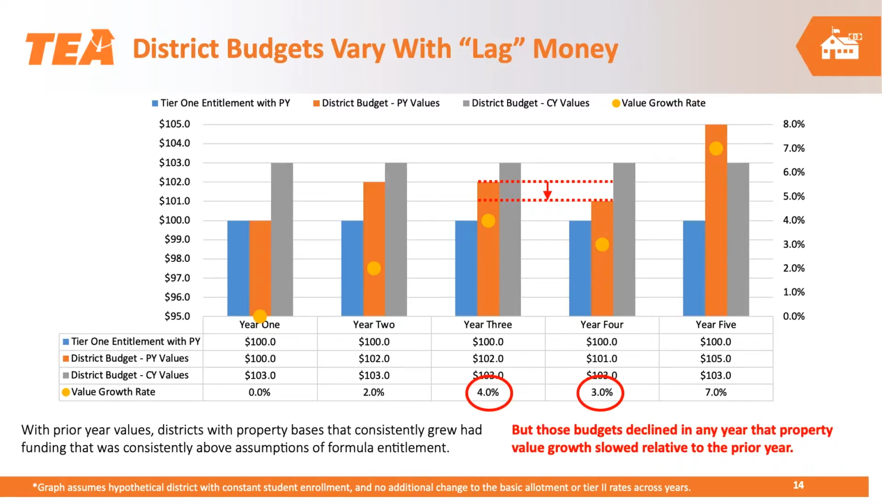So in any year in which the growth rate went down, as you can see between year 3 and year 4, where it goes from 4% to 3%, the budget of the district actually goes down as well, even though the district is still growing relative to the prior year. It's just not growing as quickly.